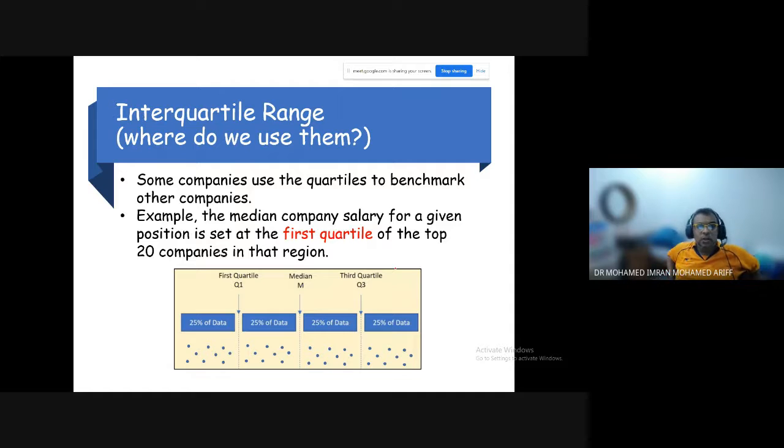Okay, some companies use the quartiles to benchmark other companies. Example, the median company salary for a given position is set at the first quartile of the top 20 companies in the region. So that means this company punya data ialah dalam kategori 20 syarikat. Okay, that means it's at the first quartile of the top 20 companies. So dia ambil data daripada top 20 companies and average gaji or median gaji syarikat dia berada dalam kategori ini. So that means it's okay lah. Okay, it's okay.